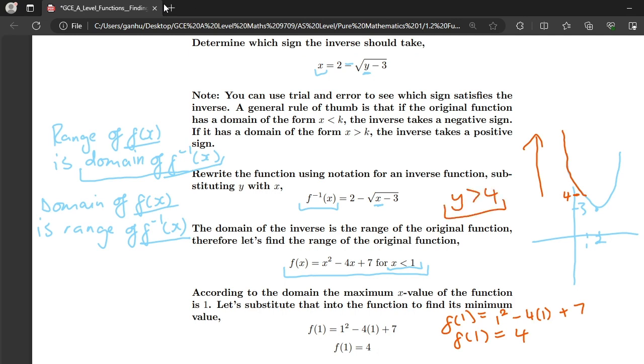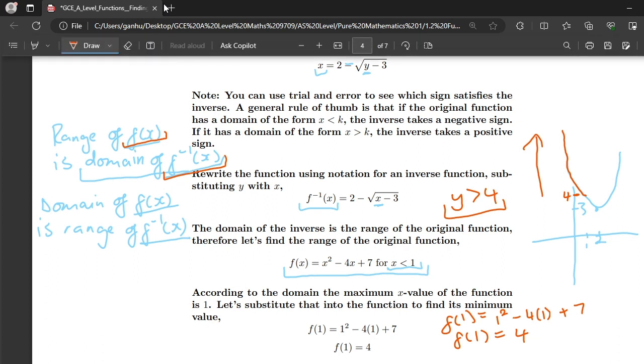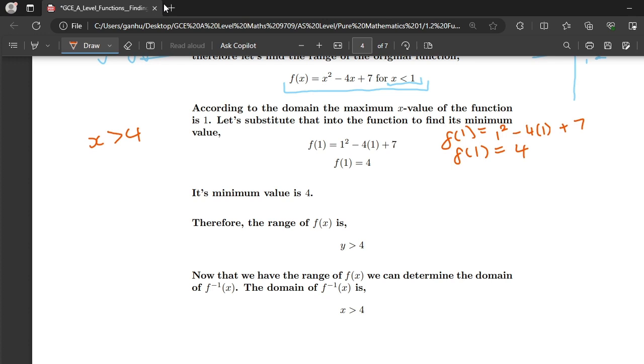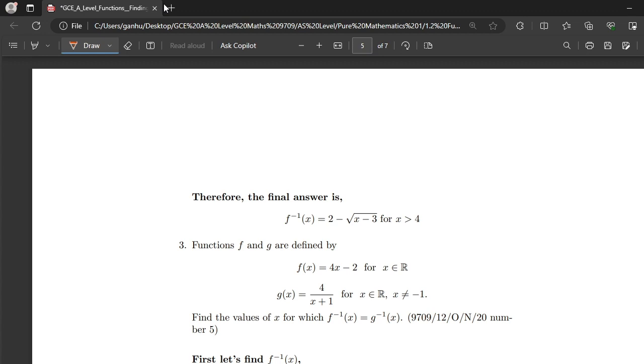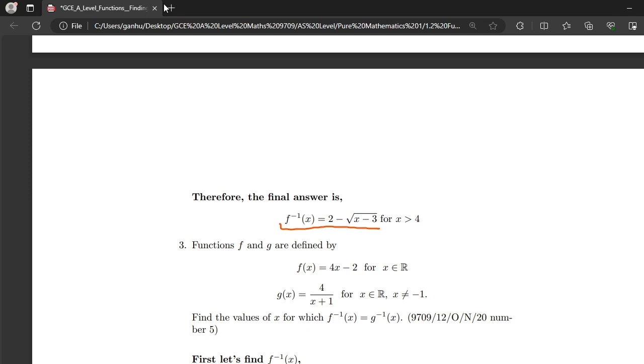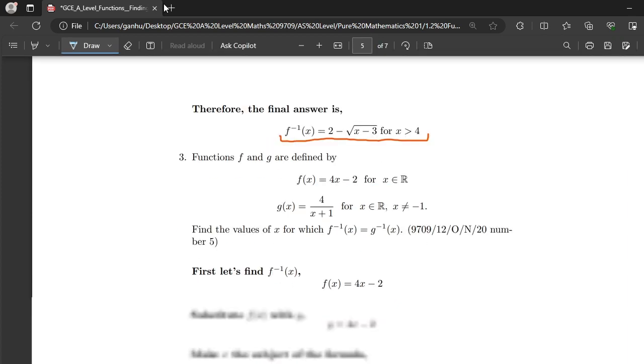And we said that the range of f of x is the same as the domain of f inverse. But remember that domain is always written in terms of x. So in this case, our domain for the inverse function would be x is greater than 4. And so if we scroll down, we know that our domain here is x is greater than 4. So our final answer is f inverse of x is equal to 2 minus root x minus 3 for x is greater than 4. Now let's move on to question number 3.